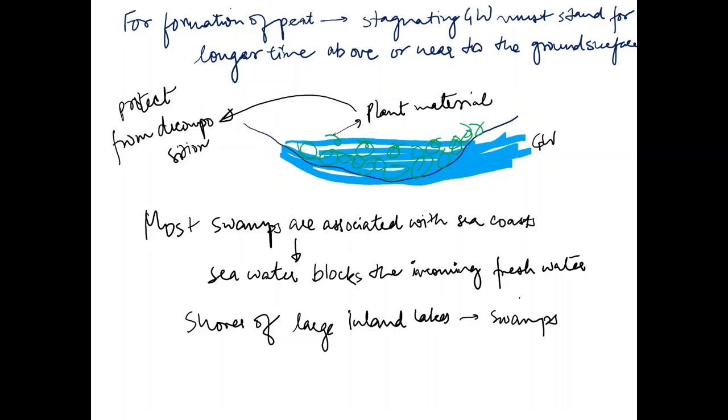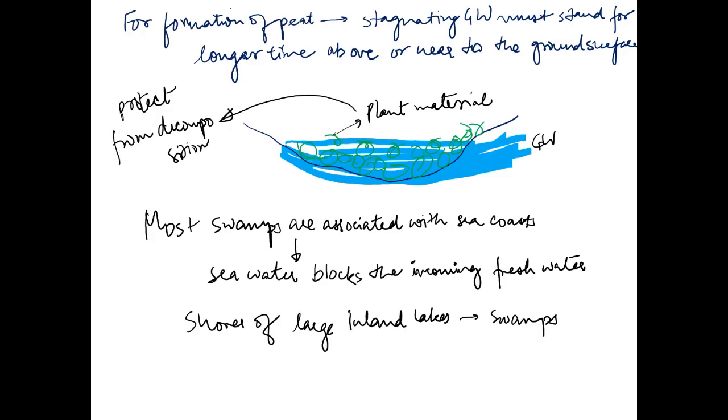So you can see here that the water which is stagnating, which is logged at a place, is the important condition for the formation of swamps. You cannot get swamps where there is running water. So you will rarely get a swamp in the course of an actively running river. You will not get that.